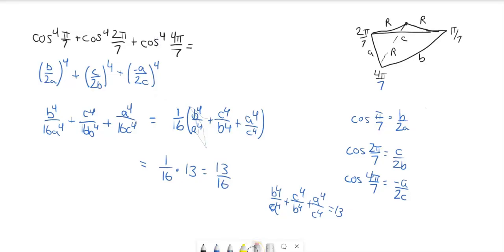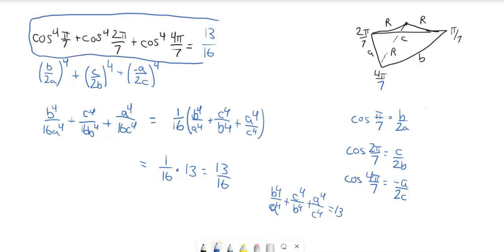So the answer to this expression up above here, this identity, cosine to the fourth power of pi over 7 plus cosine to the fourth power of 2 pi over 7 plus cosine to the fourth power of 4 pi over 7, equals 13 over 16. And I find that to be quite the interesting answer.